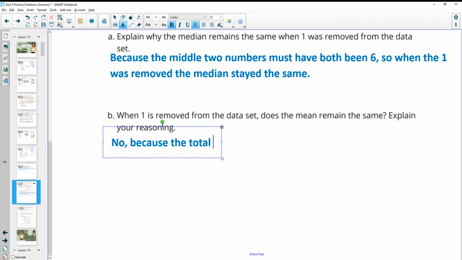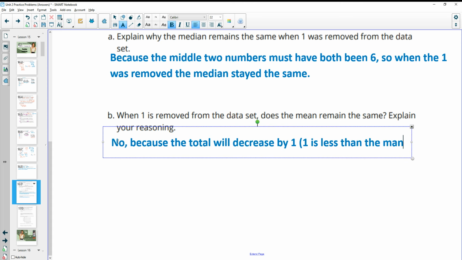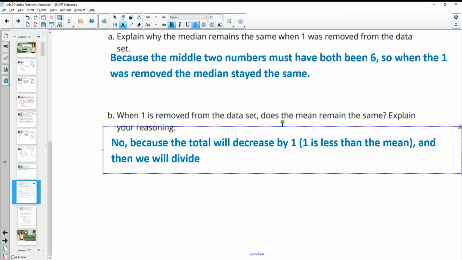the total will decrease by 1, the number that we removed, and the 1 is less than the mean. And then we will divide by 19 instead of 20. And previously we would do the total, add up all the numbers and divide by 20. Now we're removing one number, so we're only dividing by 19. So the mean will increase.